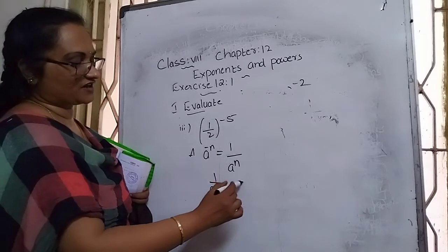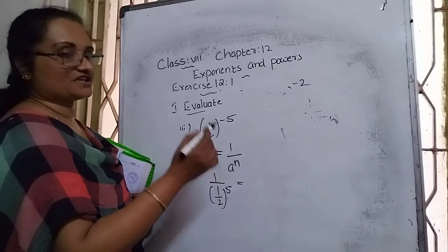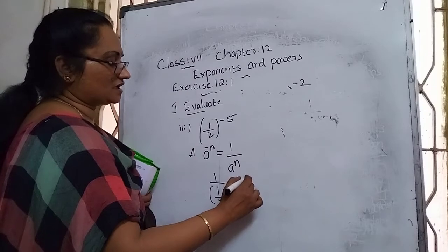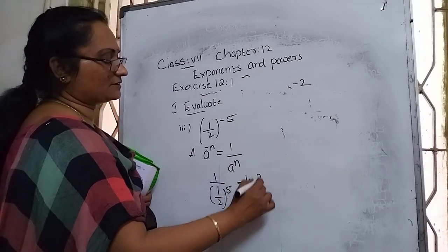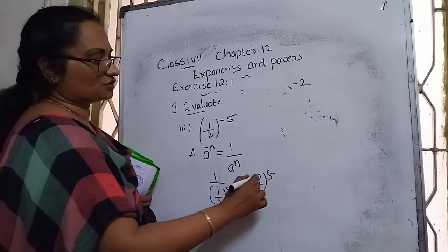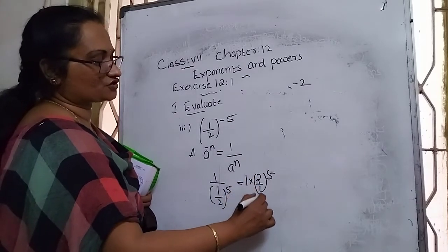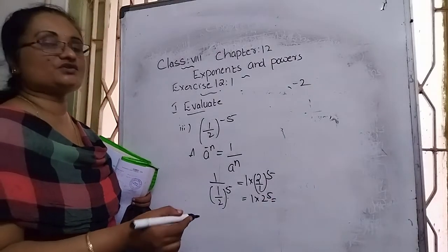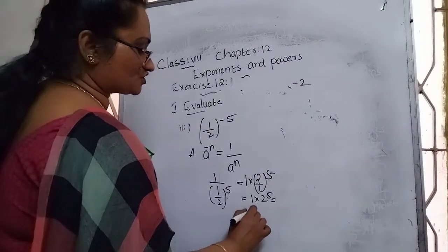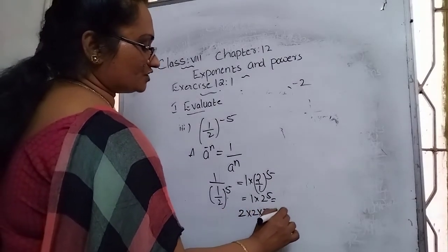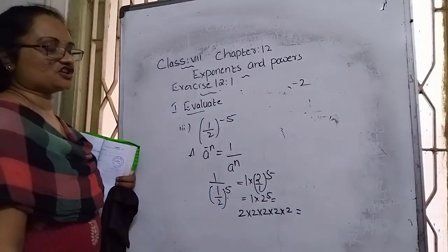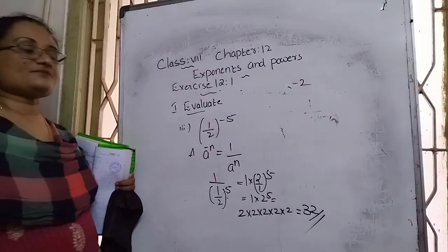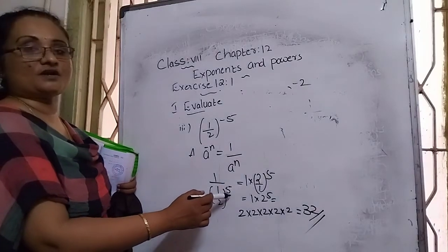Here in the denominator we see a fractional number. When the denominator is a fractional number, we take the reciprocal and multiply. So the reciprocal becomes 1 into 2 by 1, power 5 comes in. So 1 into 2 raised to 5. 2 raised to 5 means 2 into 2 into 2 into 2 into 2, 5 times. 2 2s are 4, 4 2s are 8, 8 2s are 16, 16 2s are 32. So the answer is 32, for 1 by 2 the whole power minus 5.